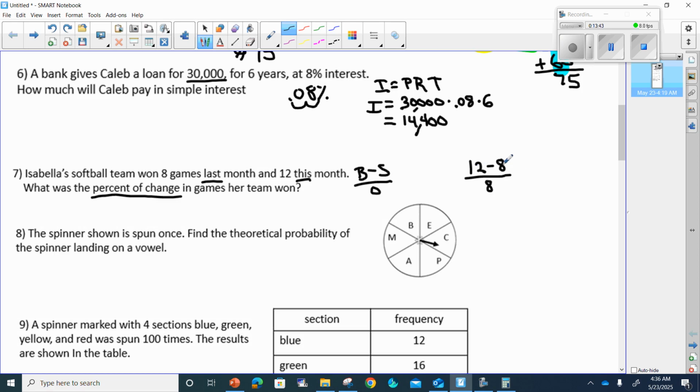Now, 12 minus 8 is 4. And 4 divided by 8, that's 0.5. Now we have to turn it to percent. We move the decimal 2 places over, and that's 50%. So, what was the percentage change? 50%.